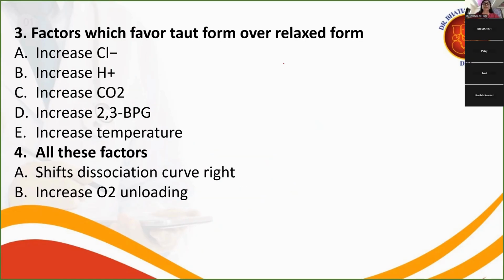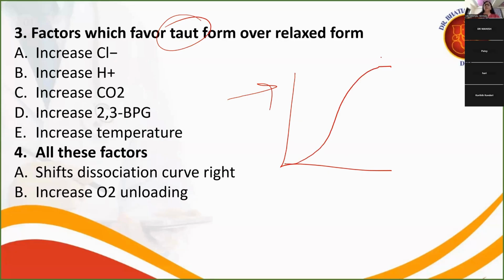So what are the factors that favor taut over relaxed? We want the taut form because this is the form that will release oxygen to the tissues. We learned in our last classes that the oxygen dissociation curve is a sigmoid shaped curve. In tissues, this curve is shifted to the right, that is oxygen is deloaded. Anything that increases chloride, increases H ions, that is acidosis, increases CO2, that is hypercapnia, increases 2,3-BPG or increases temperature, all these will cause a right shift of the oxygen dissociation curve.